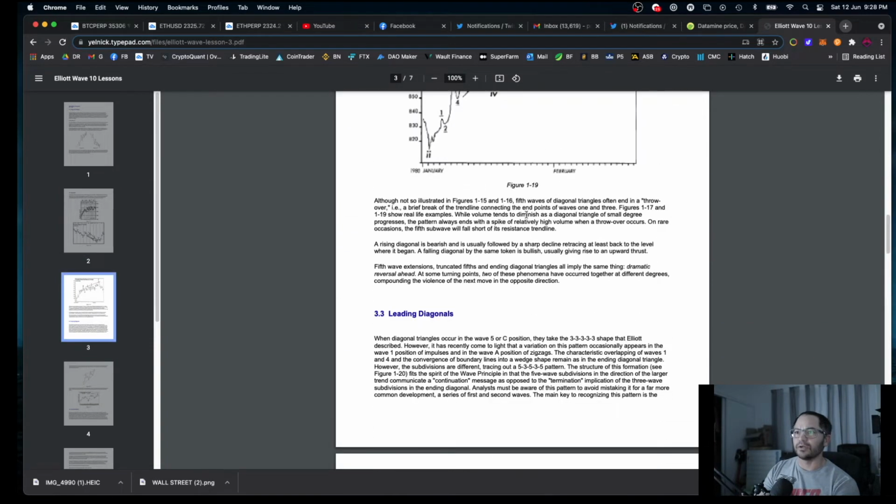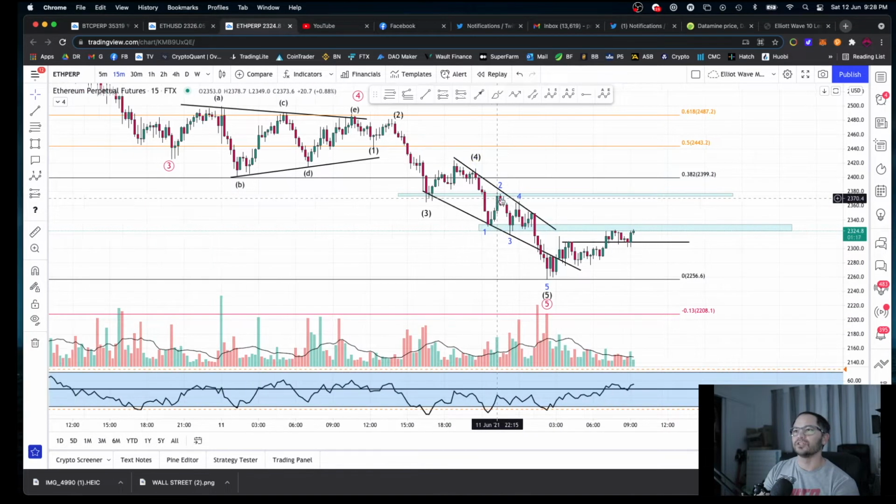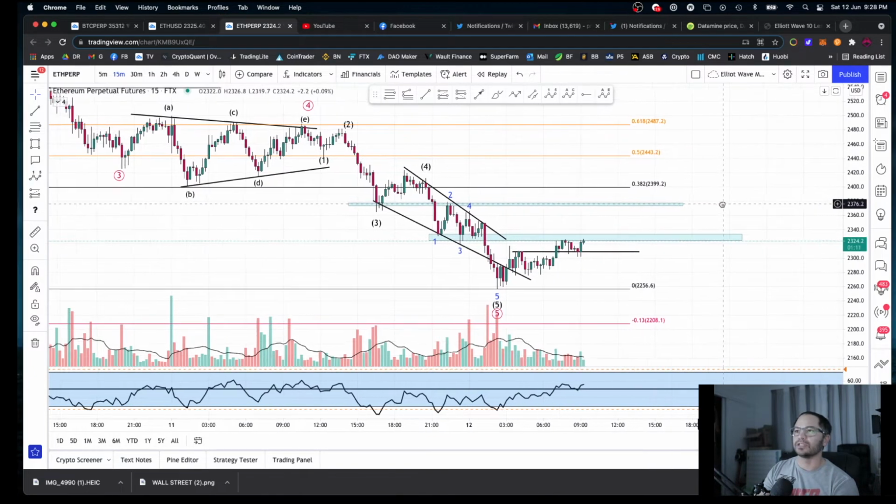And it also says down here, the pattern always ends in a spike of relatively high volume when a throwover occurs. So if we just go back to our chart here, what have we got? We've got a bit of a throwover, we've got the high volume. So it sort of fits in with the theory there. So we've got the 5 wave count down, and now we're looking like we're going to start heading up.